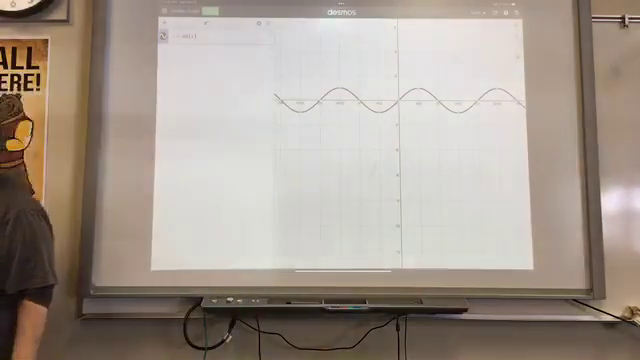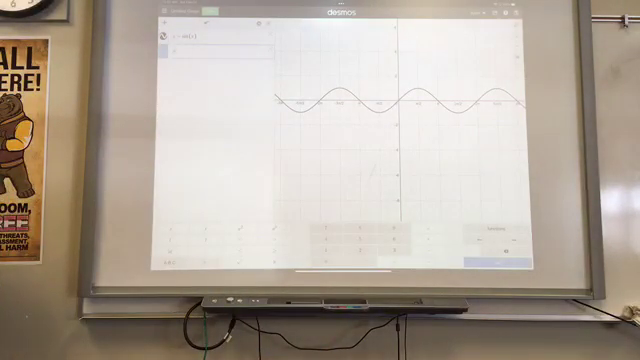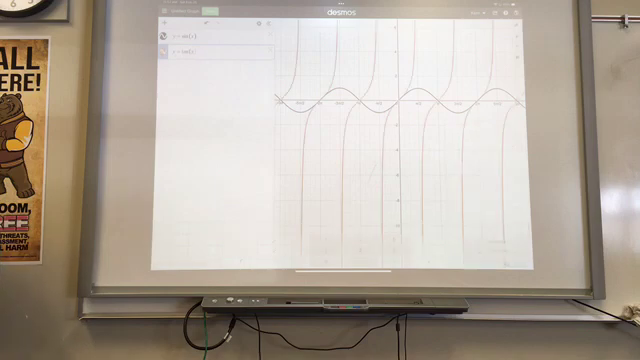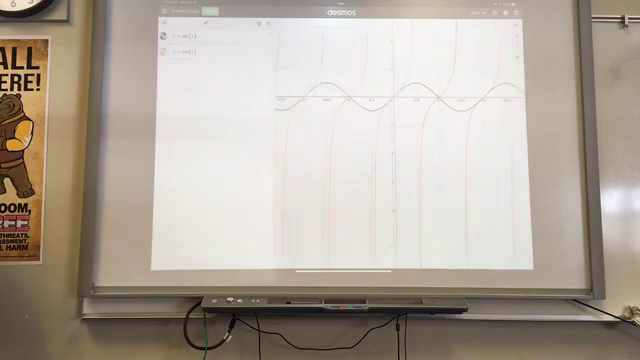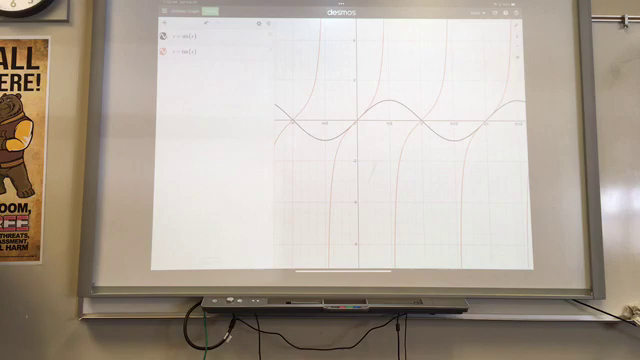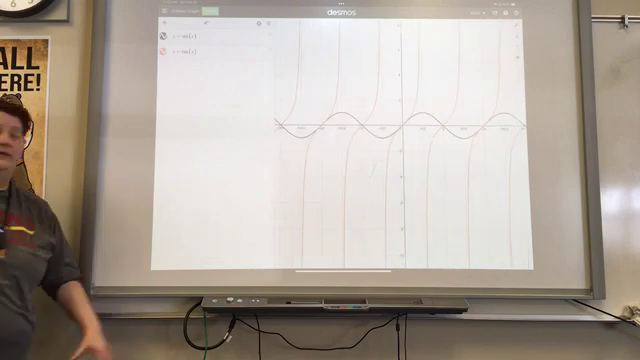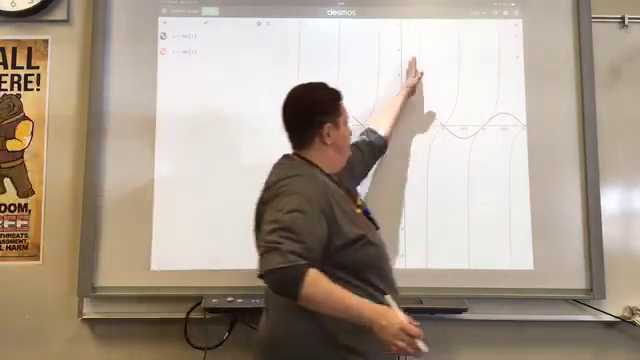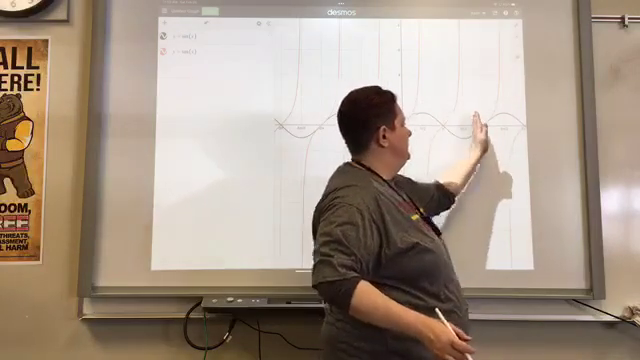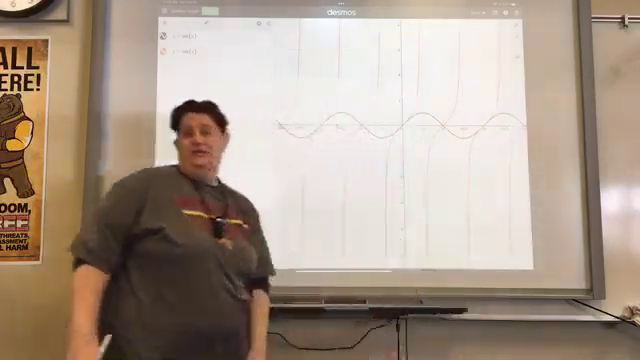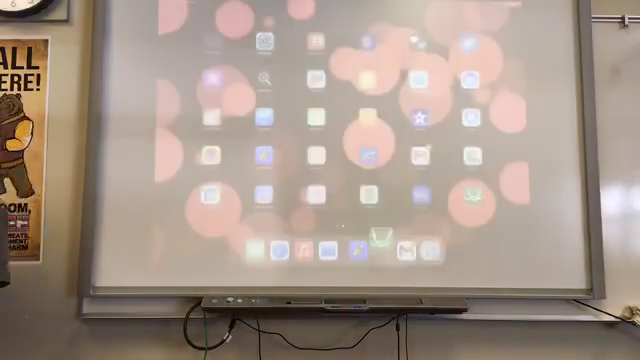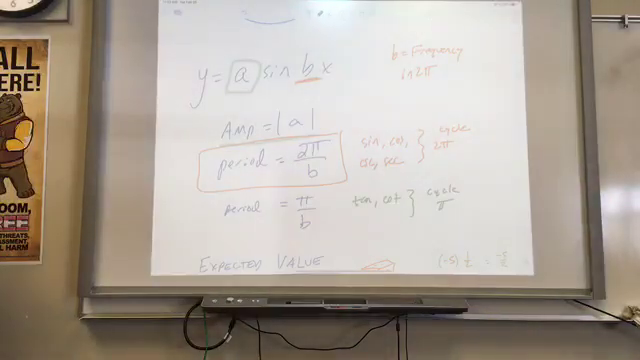Look at the graph of tangent. How long does it take before it starts repeating its cycle? Only 1 pi. Because it goes like that, and then it repeats, and it repeats every pi. So tan and cotan have periods of pi. Sine, cosine, secant, cosecant have periods of 2 pi. And then we just divide by b.